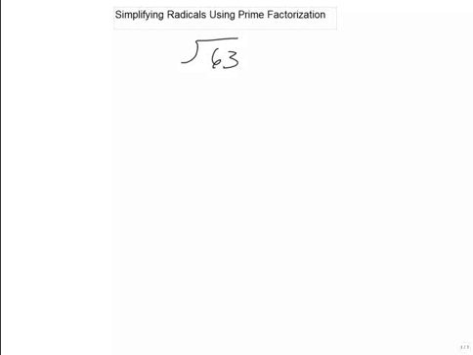Okay, so we're going to look at simplifying radicals using prime factorization. And the radical we're going to look at today is the square root of 63. So the first thing we want to do is rewrite the square root of 63 as a product of factors. So we know that the square root of 63 is the same thing as the square root of 9 times 7.